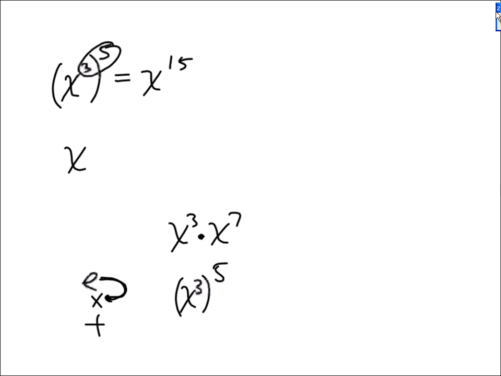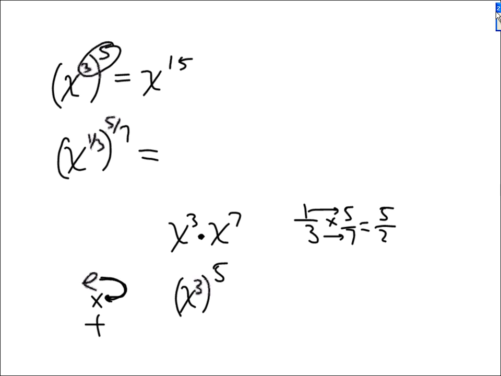So if you have x to the 1/3 times x to the 5 over 7. On the side, you compute 1/3 times 5 over 7. 1 times 5 is 5. 3 times 7 is 21. x to the 5 over 21. Just a little bit more.